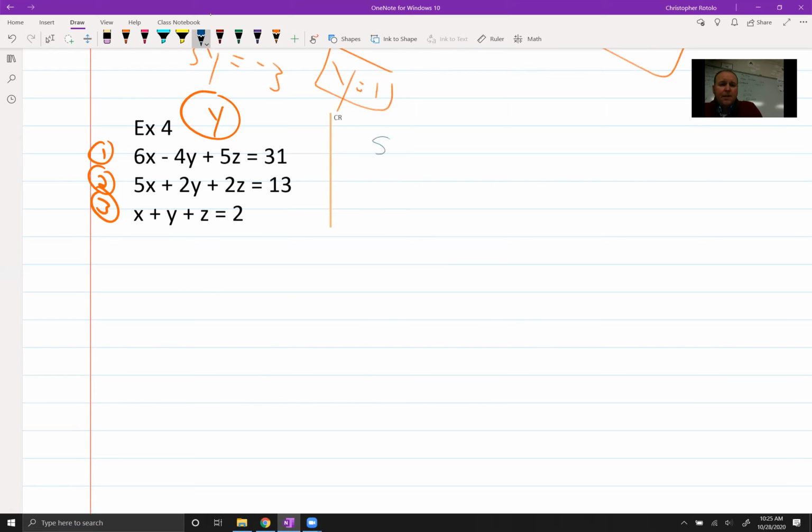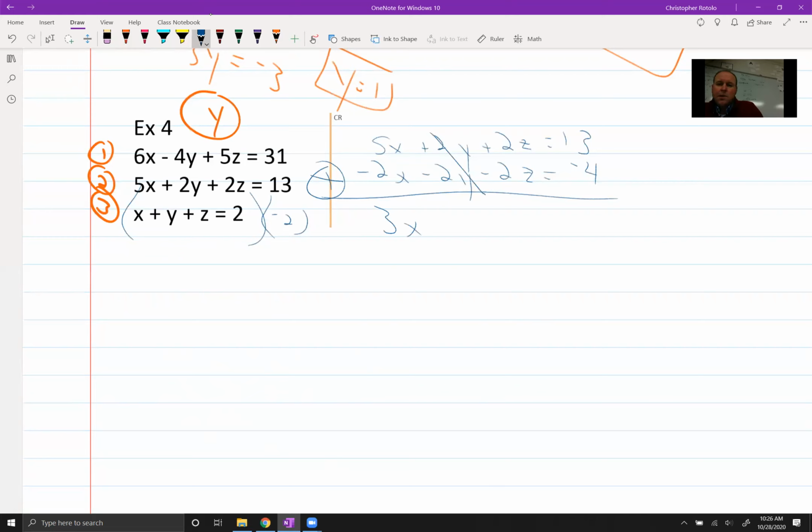So let me get 5x plus 2y plus 2z equals 13. And the bottom equation, if I'm going after y, I'm going to multiply by -2. So -2x minus 2y minus 2z equals -4. And then we get to add them together. So we get 3x. Let me double check my signs. Oh, this one is gone. And it equals 9. So x turns out to be 3.